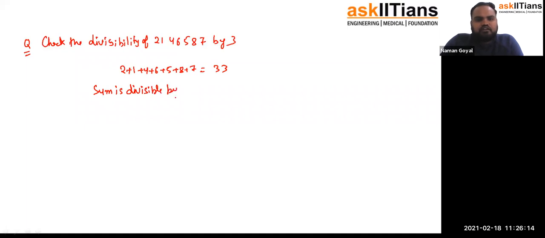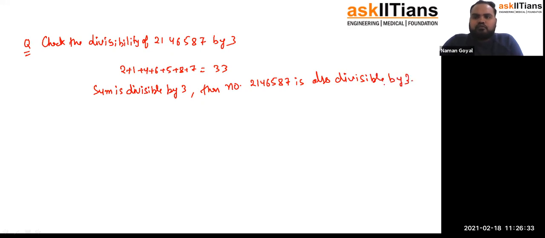Is it divisible by 3? Yes, divisible by 3, right? If the sum is divisible by 3, then the number 2146587 is also divisible by 3. Are you getting my point? So that number is also divisible by 3, right? Now we are going to do some more questions.